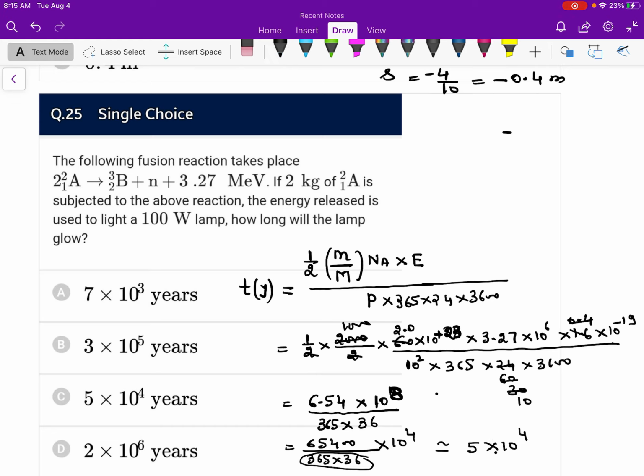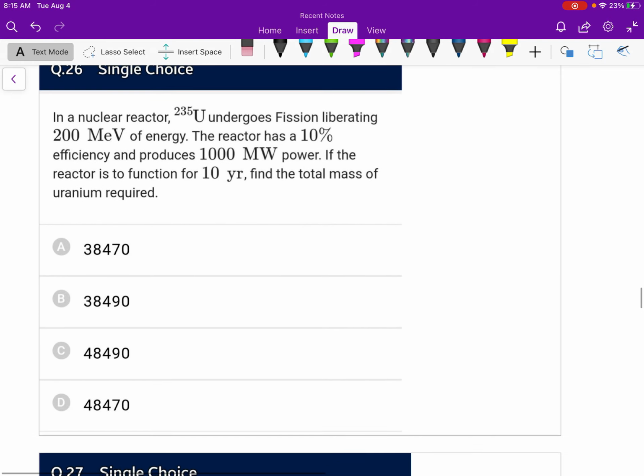So I would advise you to leave the question in the first go. In a nuclear reactor, fission liberating this, the reactor has 10% efficiency and produces 1000 megawatt power. If the reactor is to function for 10 years, find the total mass of the uranium required. Okay, so in question 26, say m is the mass required.